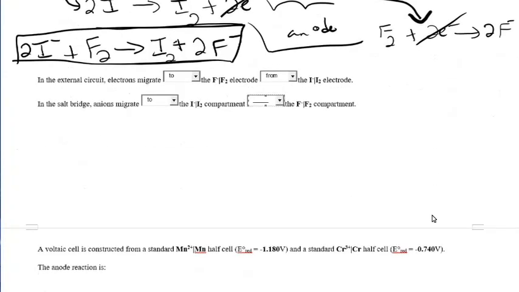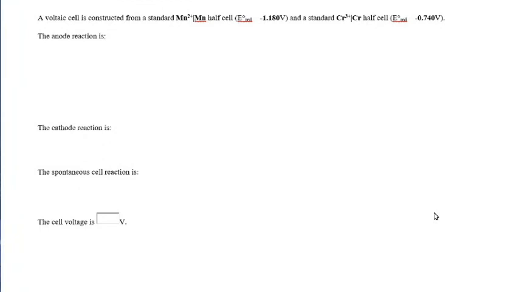Okay, let's do one more example, just to make sure that you understand this concept of anodes, cathodes, and half cells. And we're also going to calculate reduction potentials here, since we talked about that. So let's go ahead and do the anode reaction real quick.